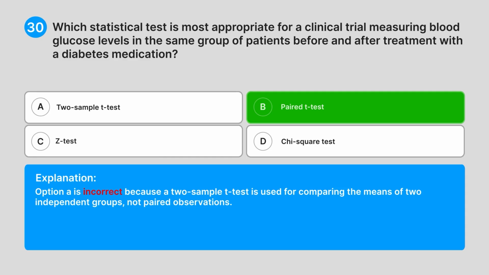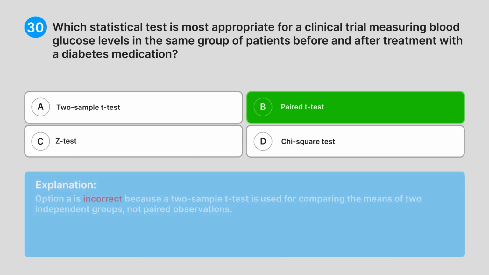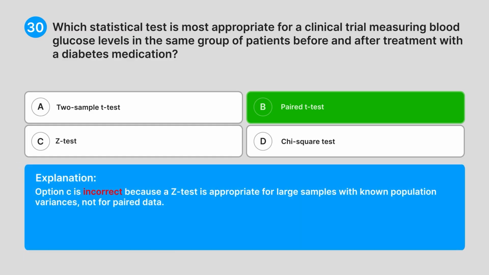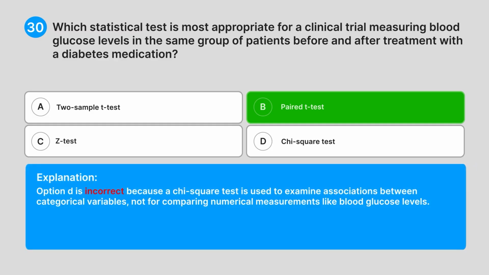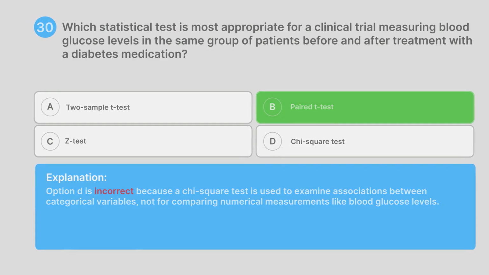Option A is incorrect because a two-sample t-test is used for comparing the means of two independent groups, not paired observations. Option C is incorrect because a z-test is appropriate for large samples with known population variances, not for paired data. Option D is incorrect because a chi-square test is used to examine associations between categorical variables, not for comparing numerical measurements like blood glucose levels.